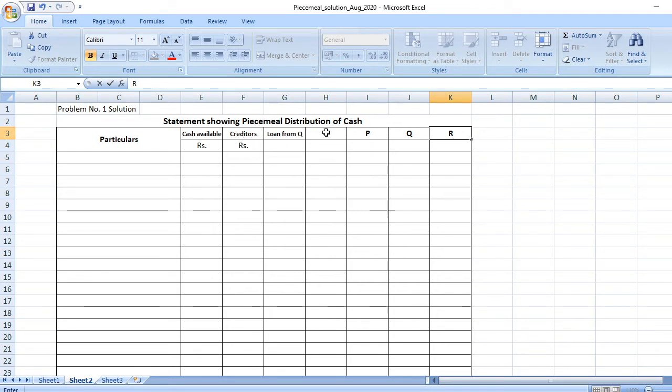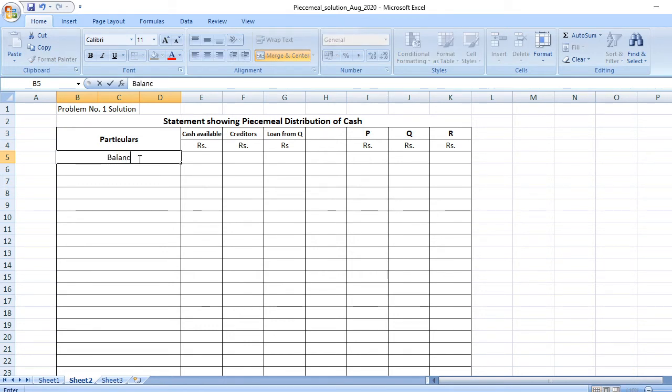This line is not necessary in this particular column, but I will keep it for my next solution. What we have to prepare is: particulars, cash available, creditors, loan from Q, then all the partners' names and their capital we have to put here. Now how will we write, how will we start?